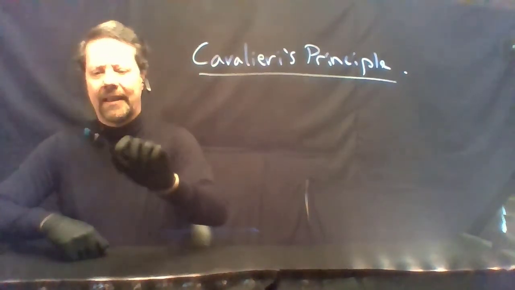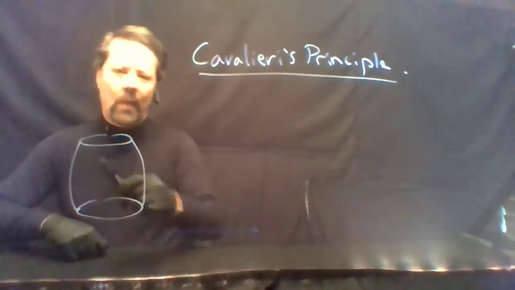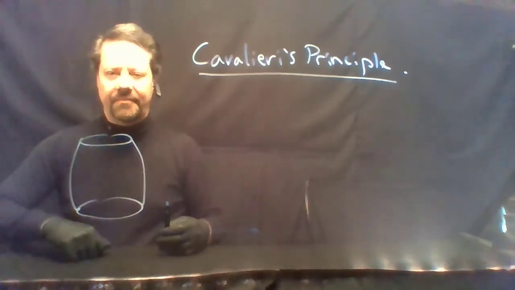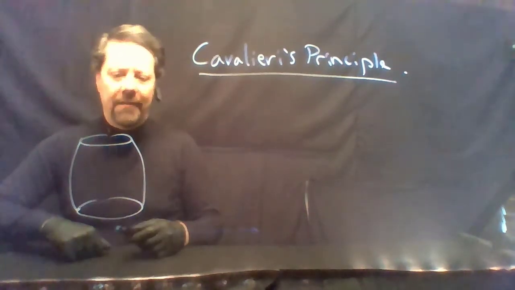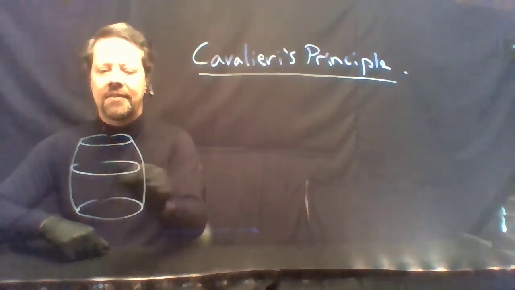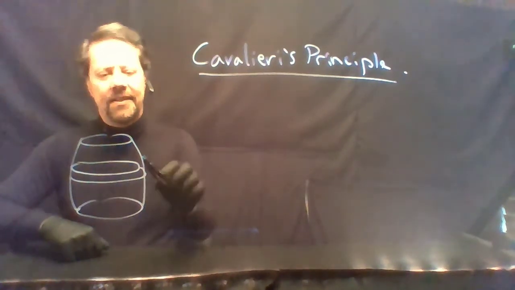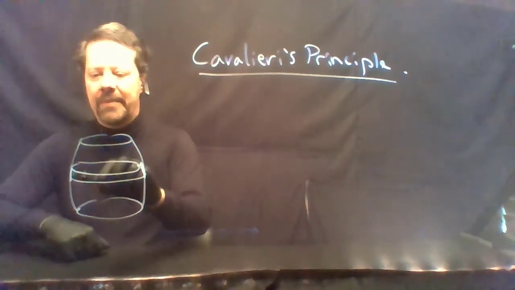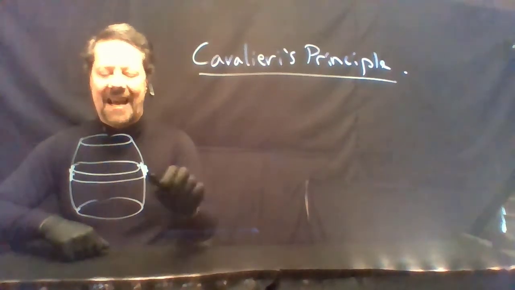Cavalieri was looking at wine barrels. Now, these wine barrels, he wanted to calculate the volume of the wine barrels. He figured he could do it about like this. You take a thin slice of the wine barrel. Instead of taking into account these bent edges, suppose that they're just like flat stacks.